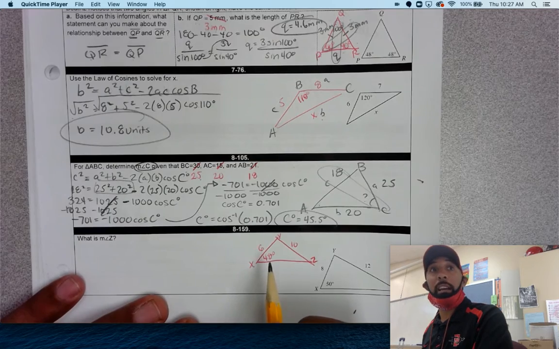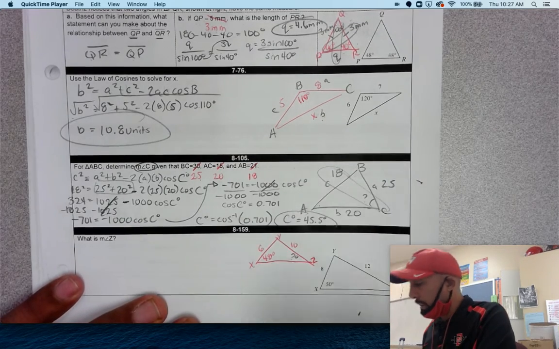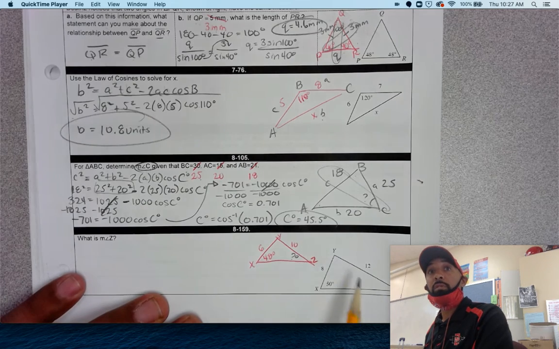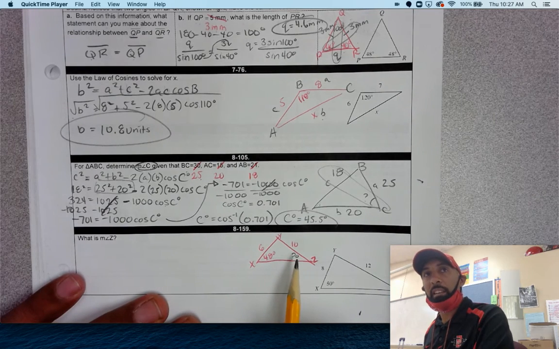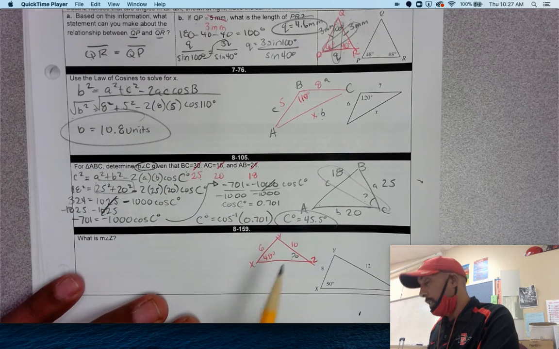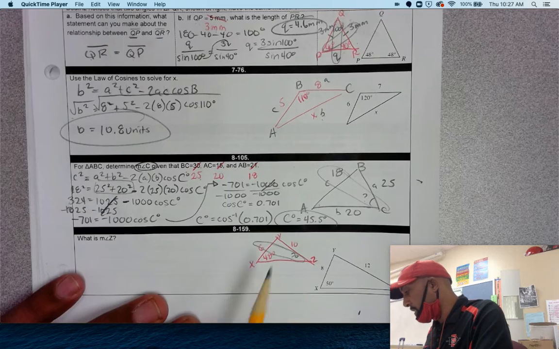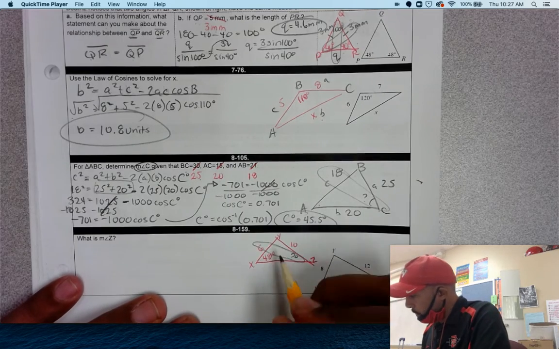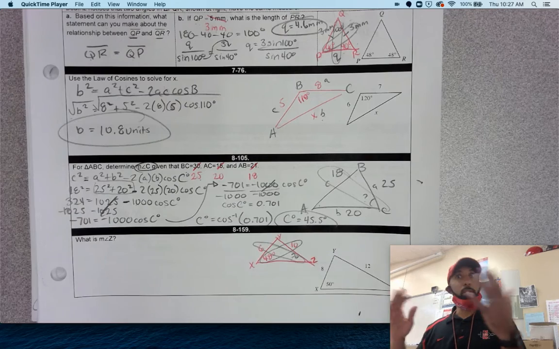Let's see what we got. We've got to look for angle Z, right? That's this angle right there. Remember, use your triangle, not mine. If it's this angle right here, I want to try to use law of sines first. I've got a side across from it, so that's good. Do I have another pair? Yes, I do: 48 degrees and 10. So I can use law of sines.